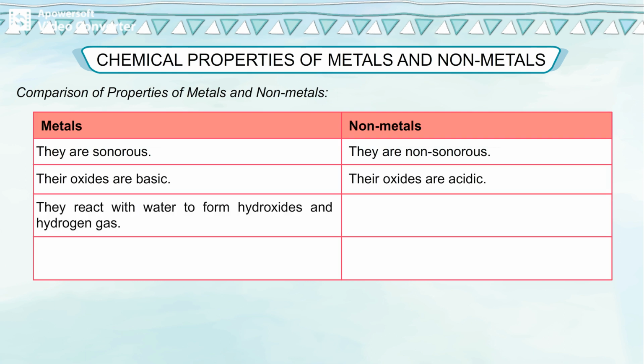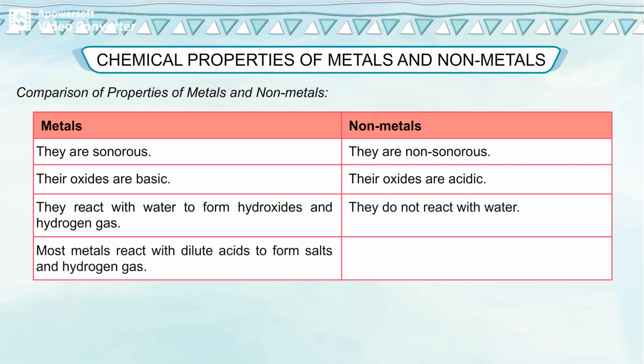Metals react with water to form hydroxides and hydrogen gas. Non-metals do not react with water. Most metals react with dilute acids to form salts and hydrogen gas. Non-metals do not react with dilute acids.